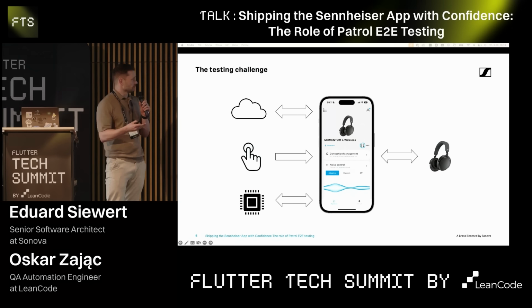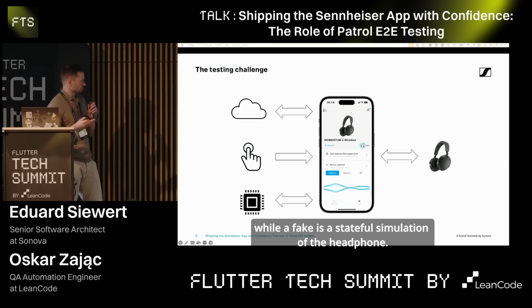So when the app, for example, sends a command to turn off the noise cancellation, the fake parses the request, updates its state, and responds back to the app. So that's the key distinction here. A mock is a scripted expectation, while a fake is a stateful simulation of the headphone.